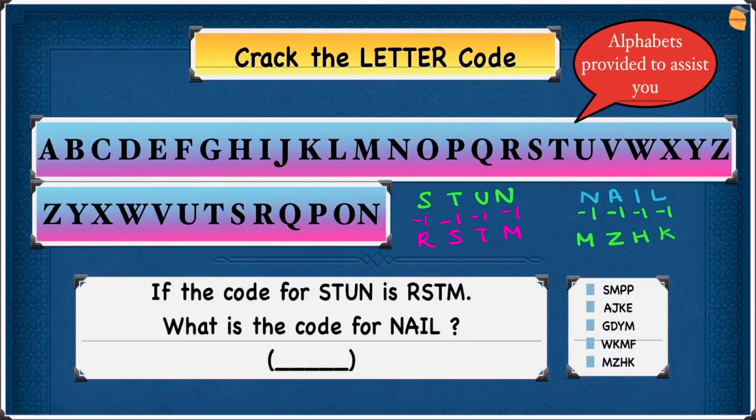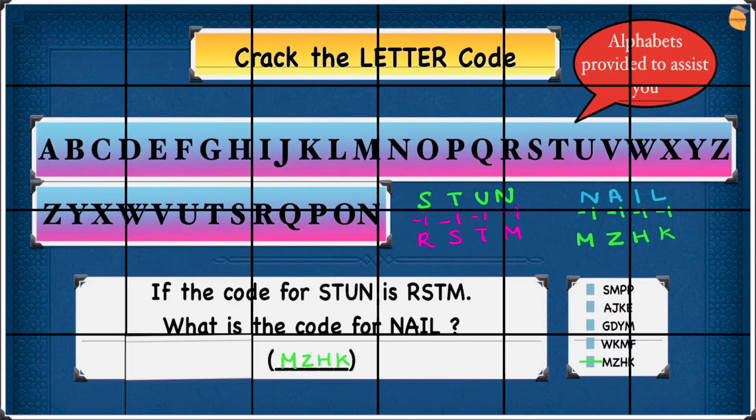So we know that our code now is MZHK, so we can write that down. But before we write that down, we have to see whether this is in the multiple choice. As you could see, MZHK is right here, so it is in the multiple choice. So we can cross that, and write MZHK. The code for nail is MZHK. Well done guys for doing this one.